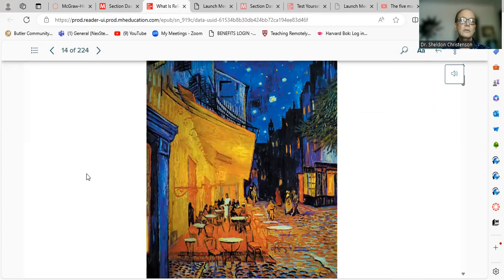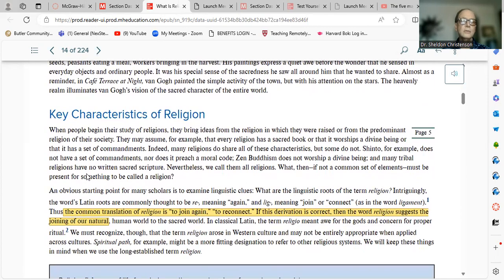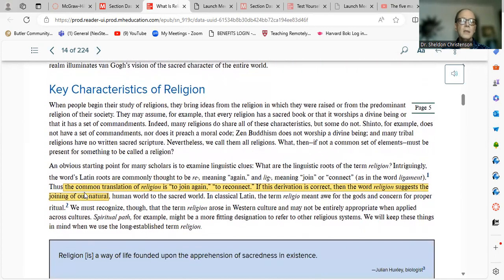We start with what is religion? Some key characteristics of religion. The common translation of religion is to join again or to reconnect. If this derivation is correct, then the word religion suggests the joining of our natural human world to the sacred world.